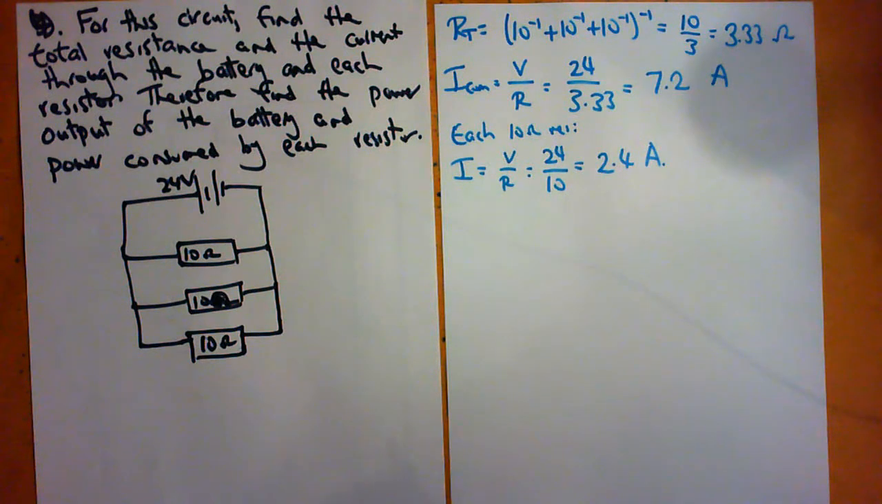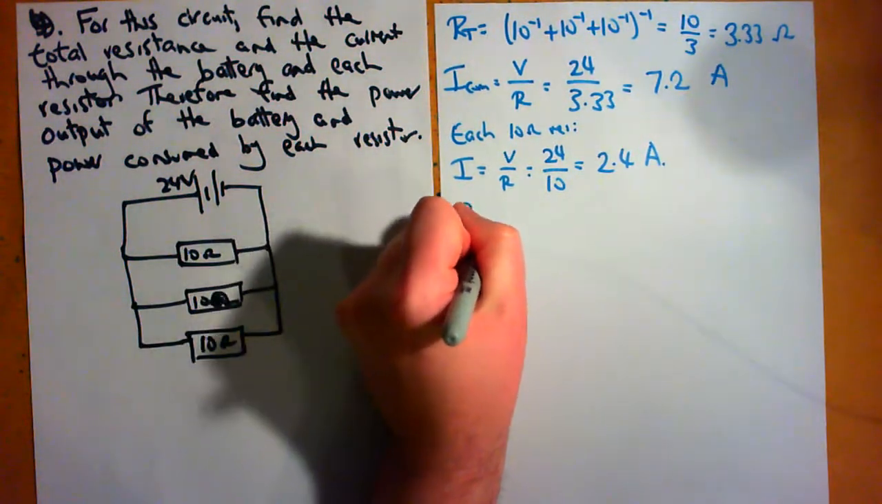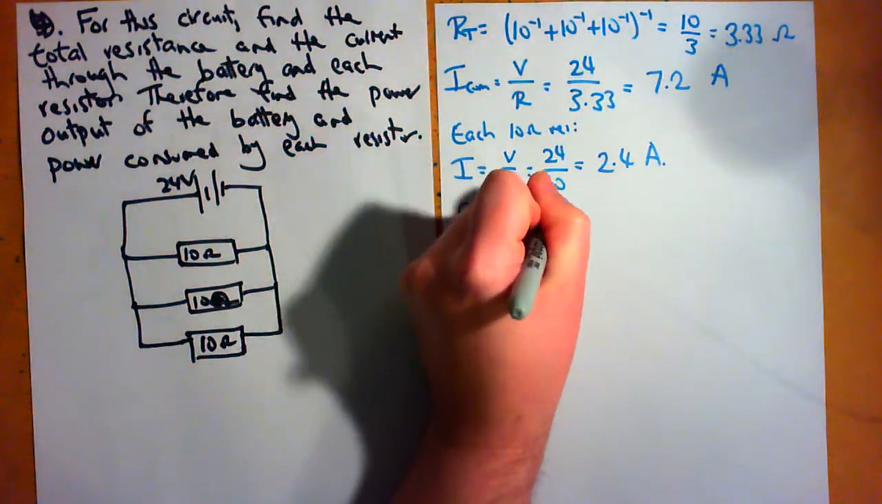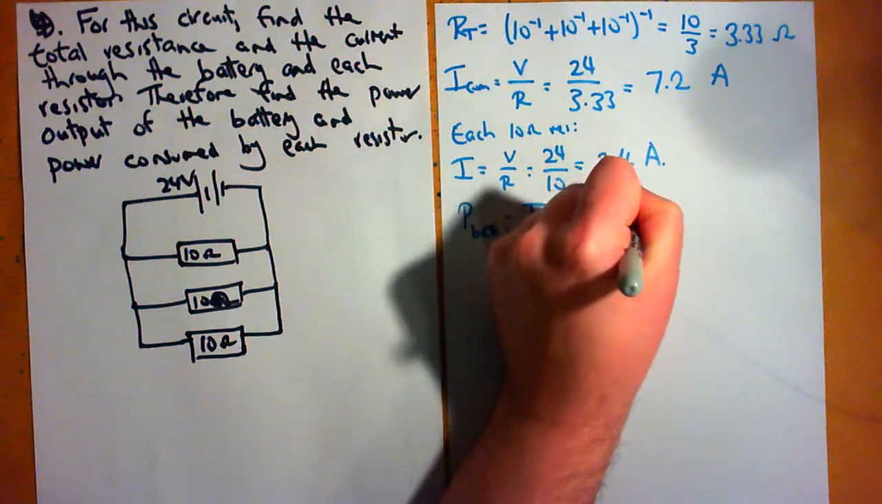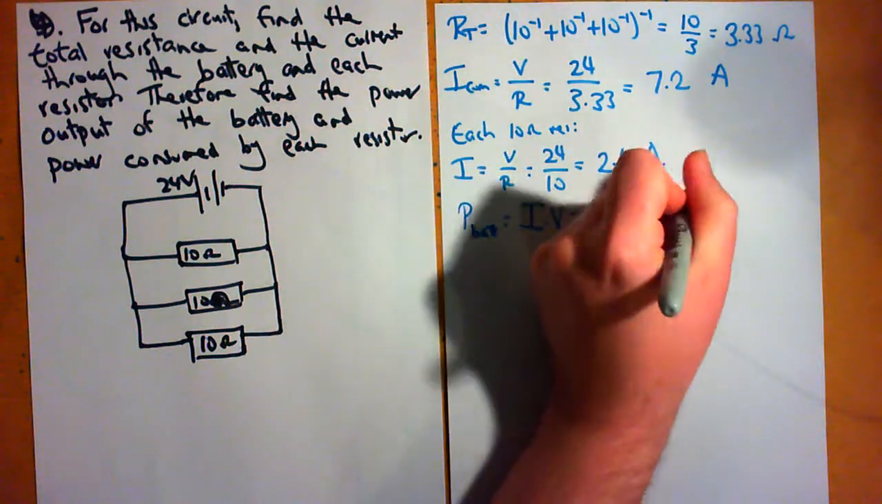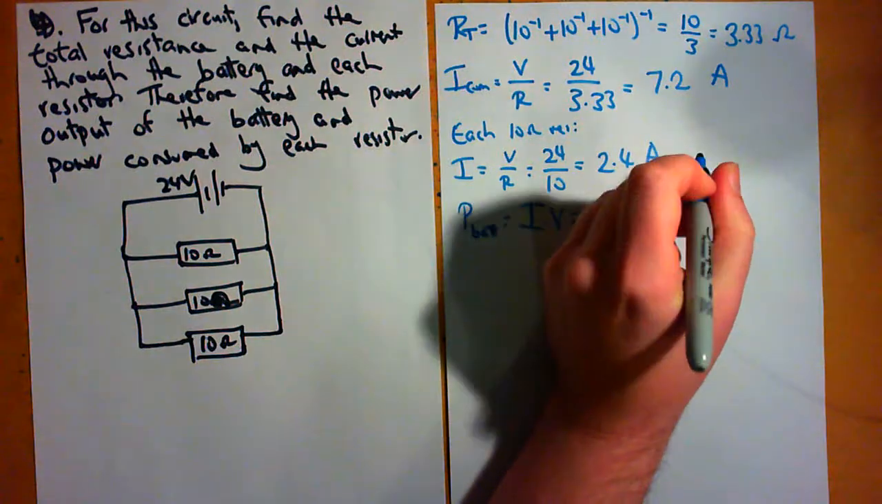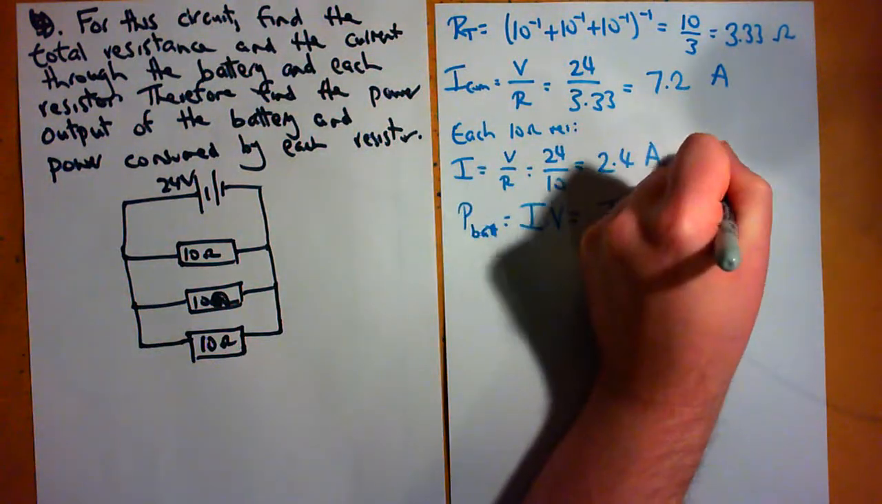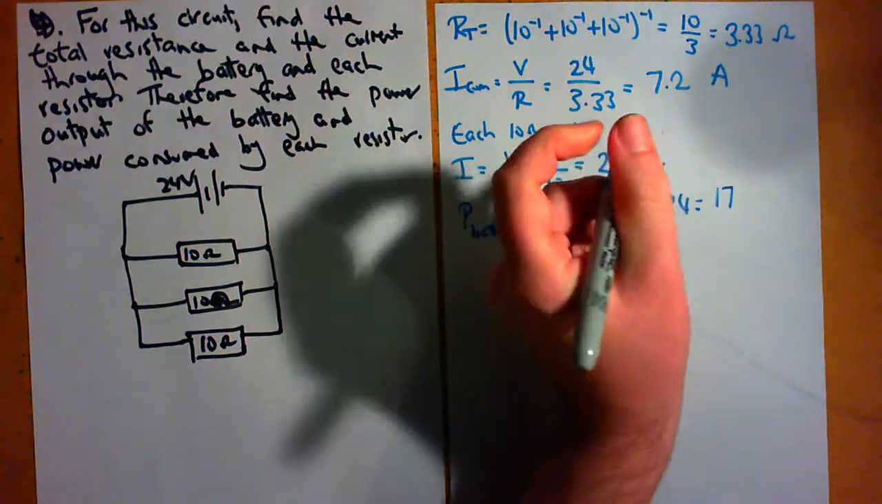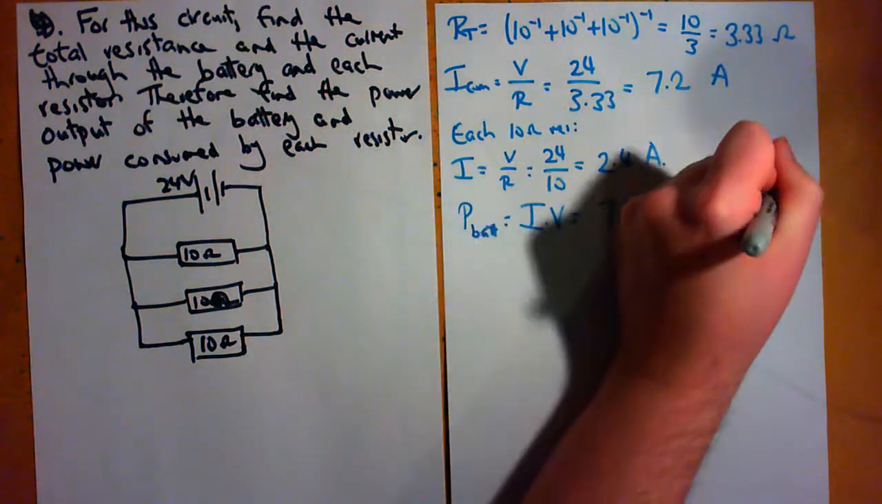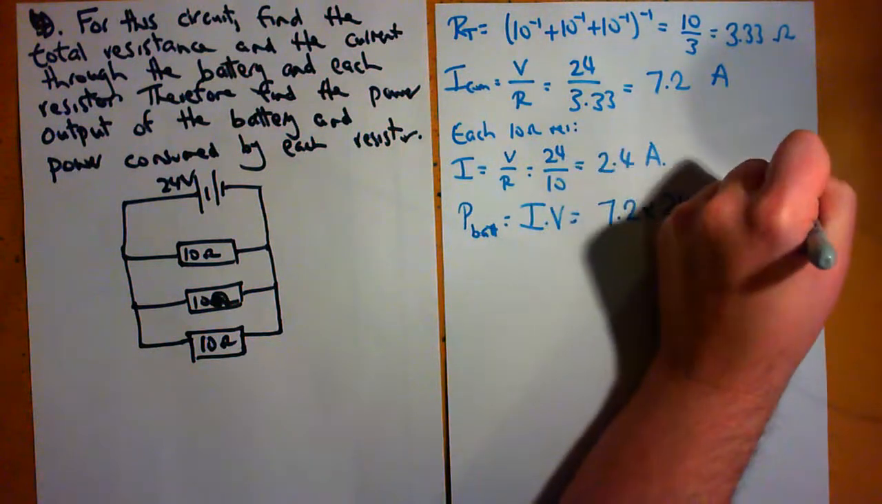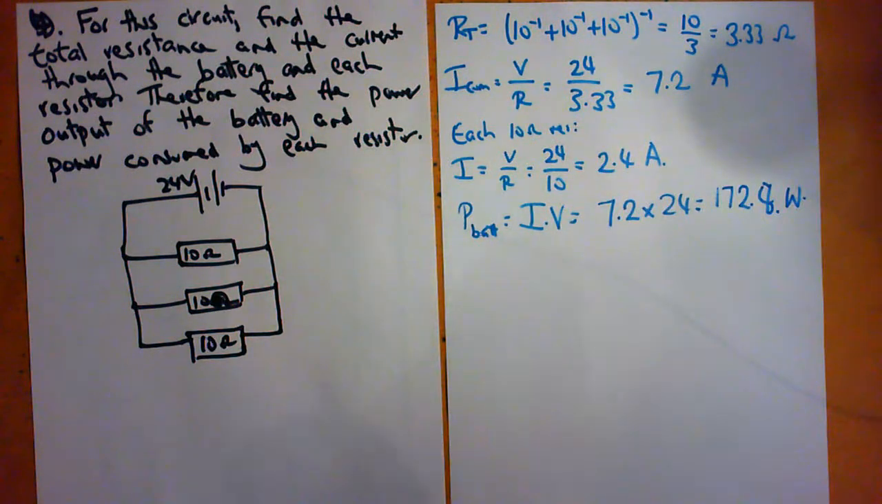Now let's find the power output of the battery. The power of the battery is I times V, which through the battery is 7.2 multiplied by the voltage, 24, and if we calculate that we get 172.8 watts. Okay, so that's the battery power.